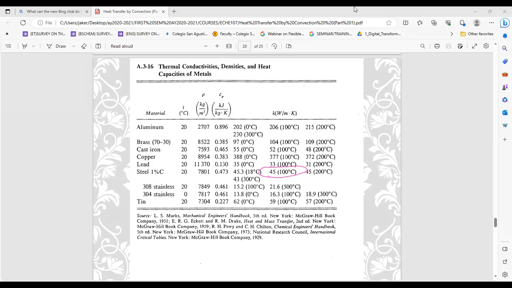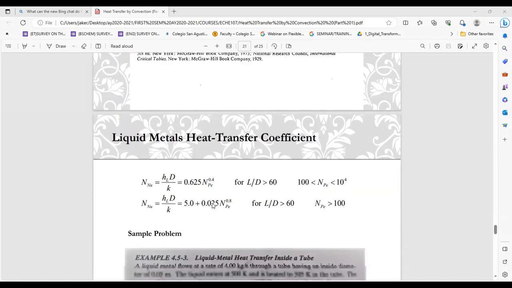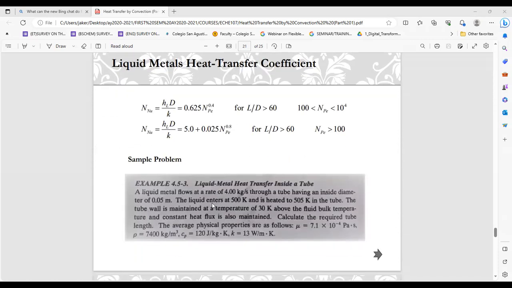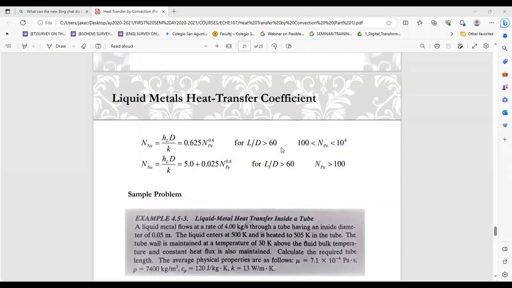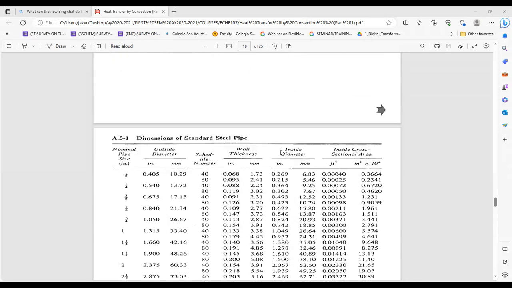I will clear my markings here if there aren't any questions. Okay, so I'll clear my marking now. Then we'll proceed with liquid metals and their corresponding heat transfer coefficient. If we have a problem concerning a liquid metal, the Nusselt number formula that you're going to use are these two, depending on the Peclet number that you were able to predetermine. So you're going to determine first the Peclet number. We know the Peclet number is the product of the Prandtl number and the Reynolds number.